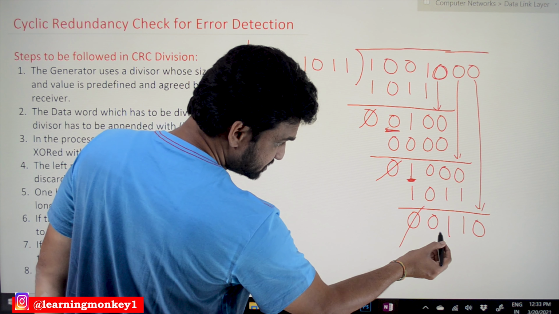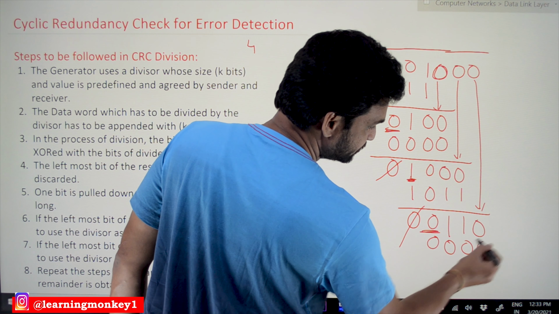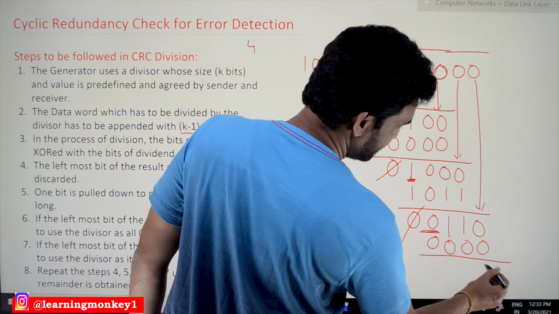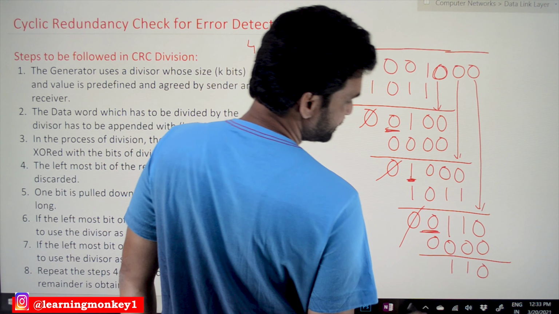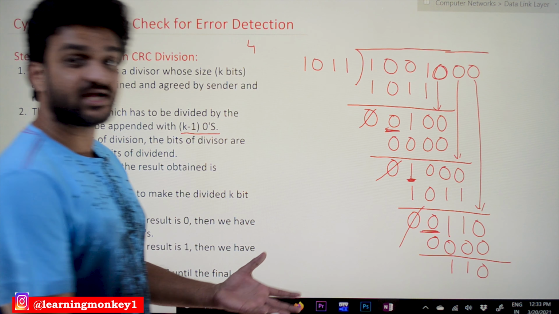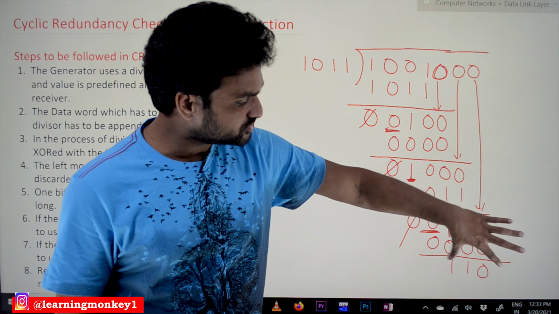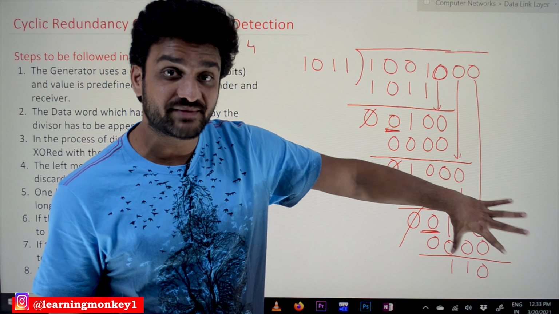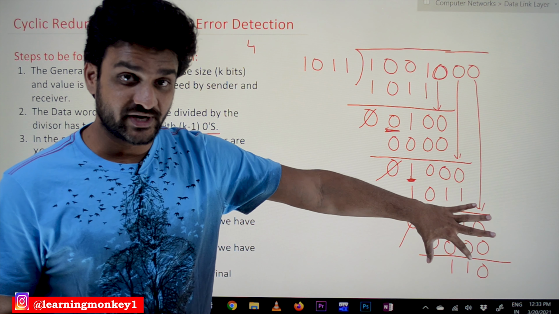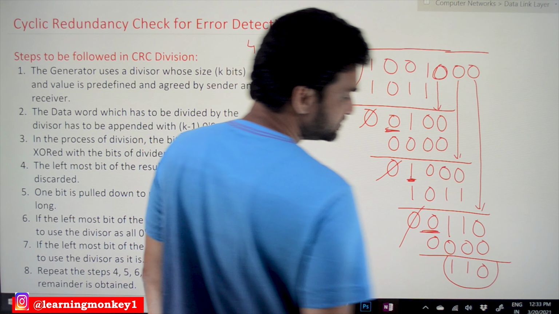If the leftmost bit is 0, we use the divisor as all zeros, and the result we obtain is 0 1 1. Is there anything to pull down? There is nothing to pull down. So there are no values to be pulled down. So this is going to be our final remainder. The answer is 1 1 0.